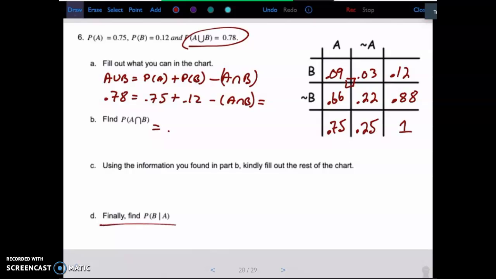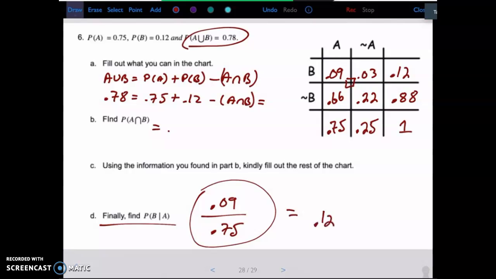Finally, find the probability of B given A. So given A, which is going to be 0.75, the probability of B is going to be 0.09 divided by 0.75, 0.12. That is just a coincidence that that's also the probability of B.